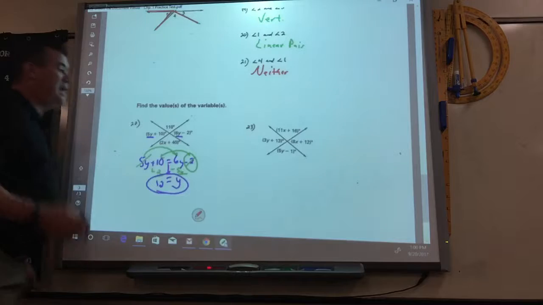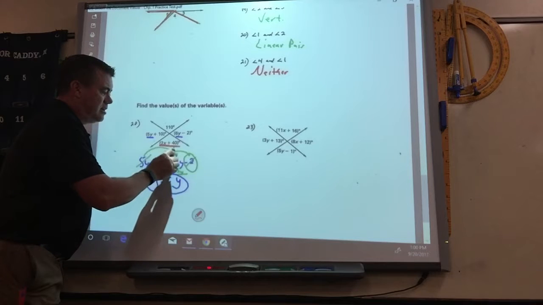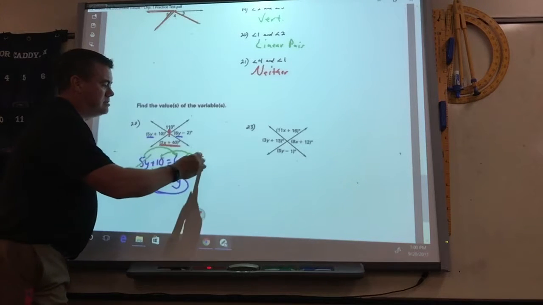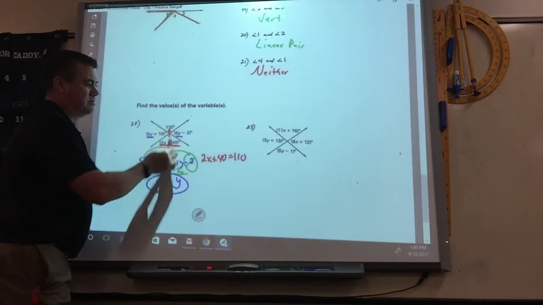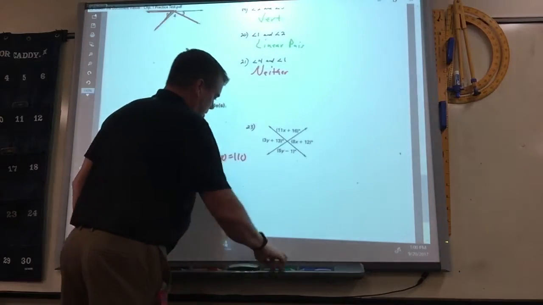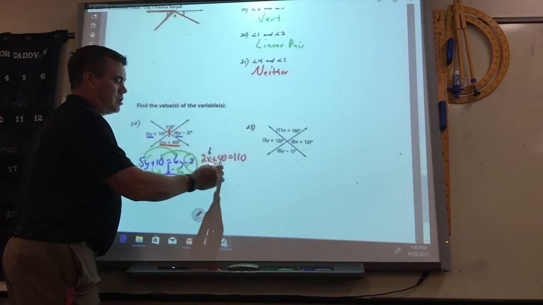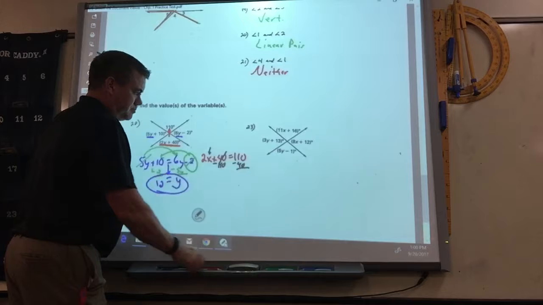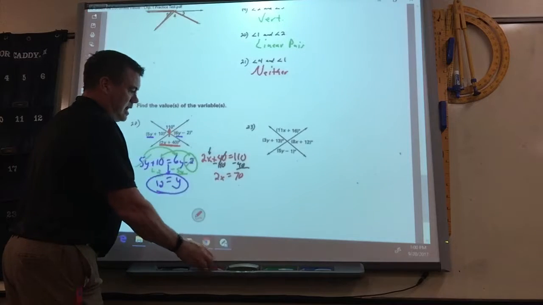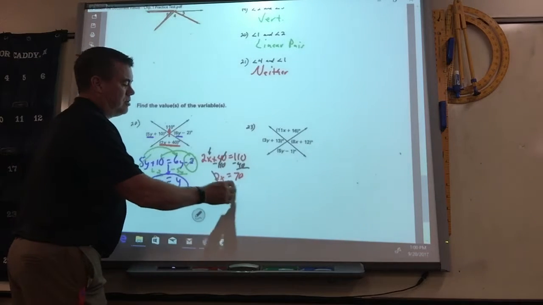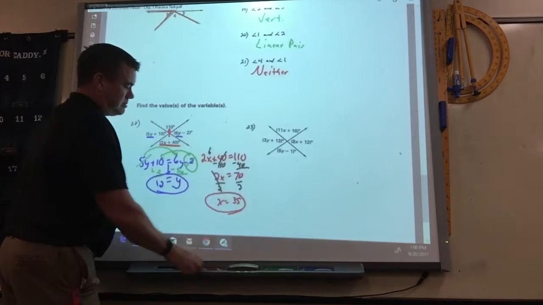I need to find x. Then you got to find x. 2x plus 40. What do you know about this angle? It equals 110. 2x plus 40 has to equal 110 because they're vertical. So, get the x by itself, so you subtract 40. And then divide by 2. 35.